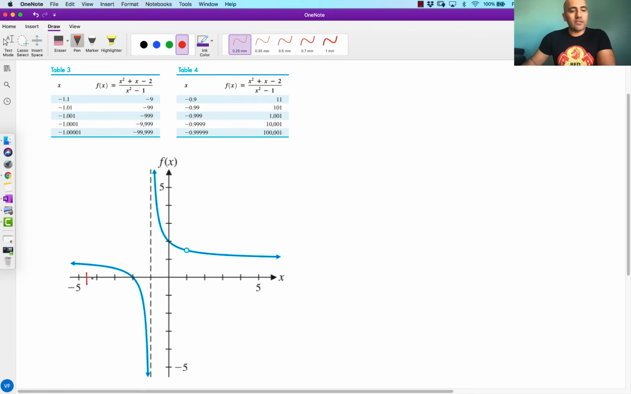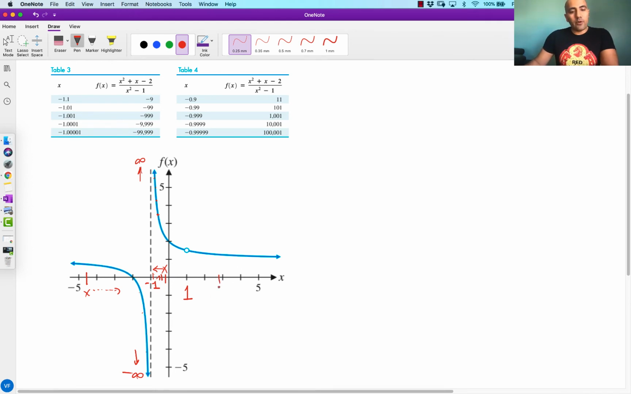As input values are selected, getting closer and closer and closer, and walking toward -1 from the left-hand side, we see that the output values are heading toward -infinity. And as the input values are selected here and here and here, as x approaches -1 from the right-hand side, we see that the output values are growing toward, heading toward +infinity.